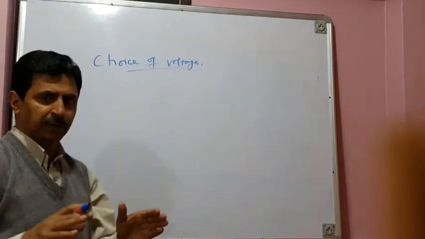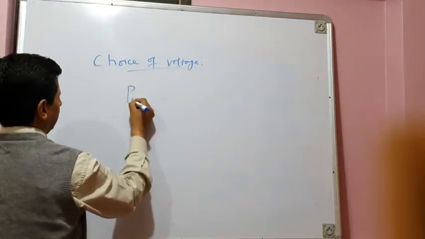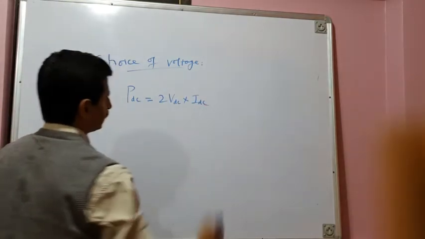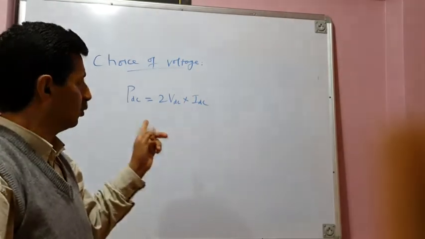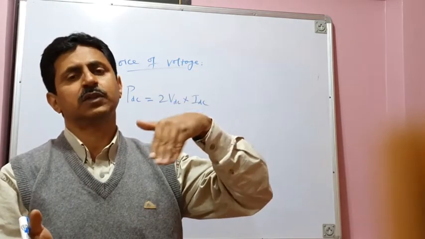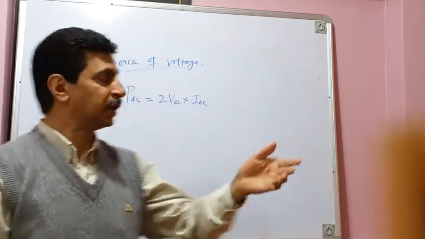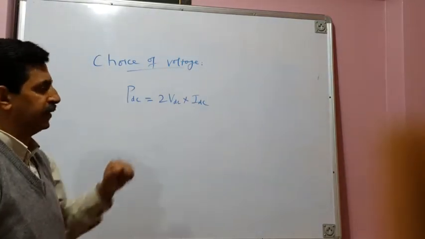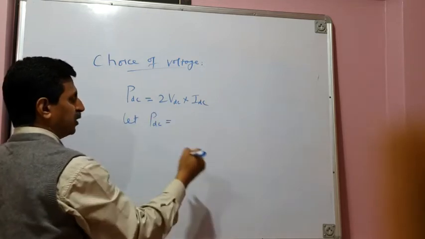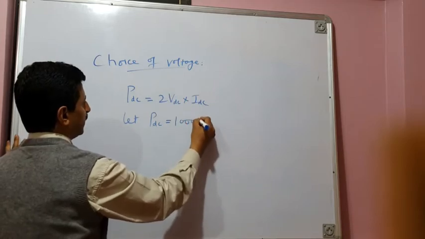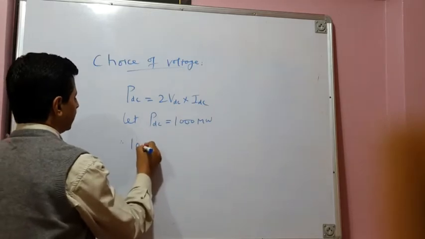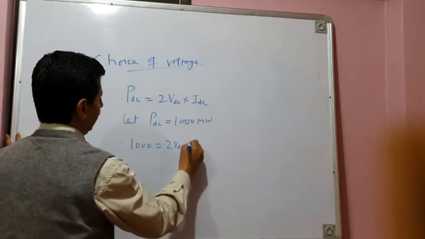The power which is flowing in a bipolar link is given by this equation. PDC is equal to 2 VDC into IDC. I'm multiplying it by 2 because you have a bipolar link and its voltage, say if it is plus minus 500 kV, so it is plus 500 kV, minus 500 kV. So therefore, it has to be 2 VDC into IDC. Let us assume that we have to transmit a power over an HVDC transmission line. The power to be transmitted is 1000 megawatts. So therefore, 1000 is equal to 2 VDC into IDC.